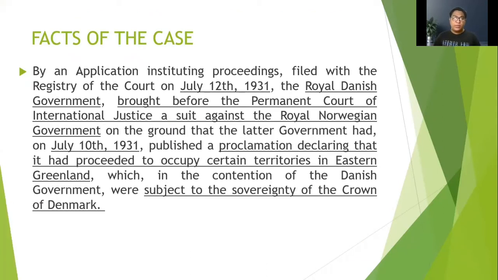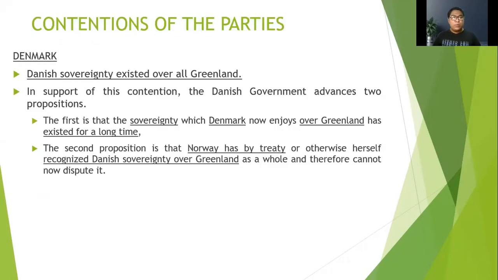On July 12, 1931, the Royal Danish government brought before the Permanent Court of International Justice a suit against the Royal Norwegian government on the ground that the latter government had on July 10, 1931, published a proclamation declaring that it had proceeded to occupy certain territories in eastern Greenland, which, in the contention of the Danish government, were subject to the sovereignty of the Crown of Denmark. Denmark contends that Danish sovereignty existed over all Greenland.